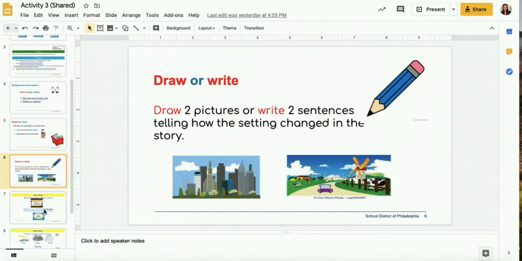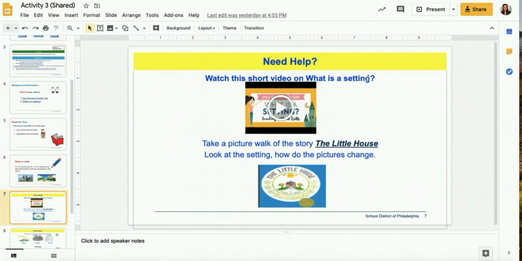All right. So if you need help, so right here it says need help. So if you're struggling, you can watch a short video again on what the setting is. So this is something that you would have to actually go in through the Google Classroom to access this. So you'll go to the activity 3 that just says shared, and it's not narrated by Mrs. Hill. And you can go to slide 7 and click on these links. It also suggests taking a picture walk, which is something that I just did with you. So looking at the setting, how do the pictures change?